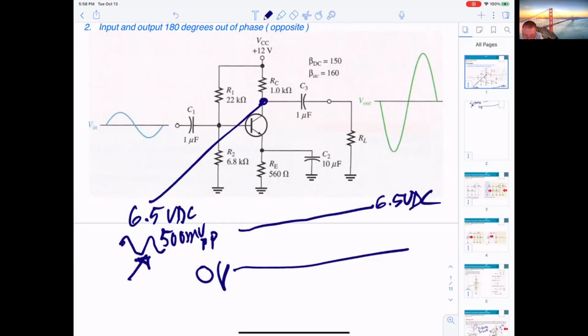And now the sine wave, 500 millivolts, will be here. Right. Okay. So that's why, if you do not set to AC coupling, you cannot see it, because it is 500 millivolts compared to 6.5 volts. It is too small; there is no way you can measure it. That is when you set the scope to DC coupling.